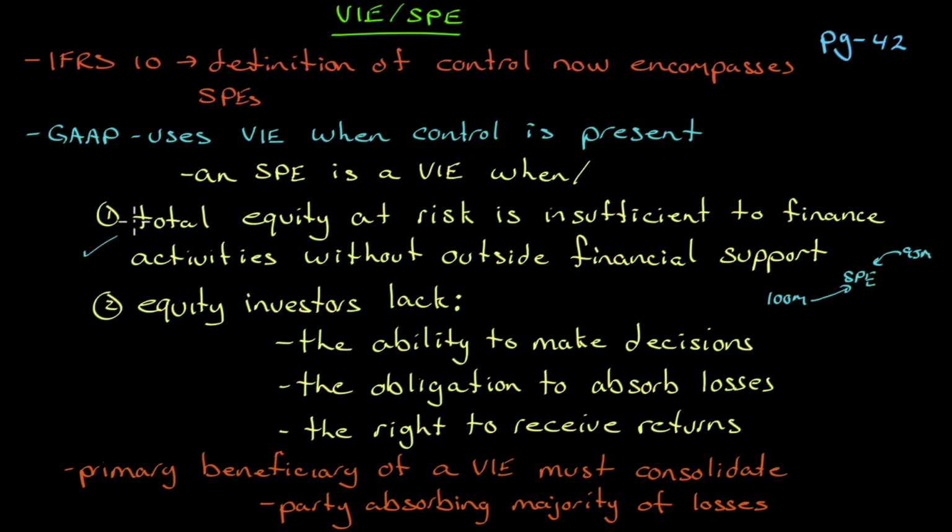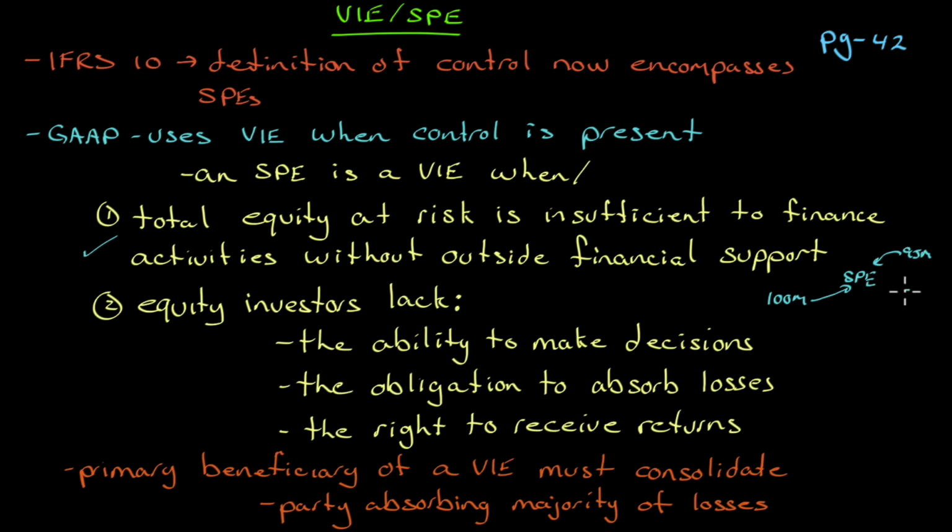That's the definition of the SPE. Number two is where it turns. The equity investors lack the ability to make decisions. That's typically what's set up within an SPE. The board of governors are severely restricted in making any kind of decisions. The equity investors lack the obligation to absorb losses or the right to receive returns.